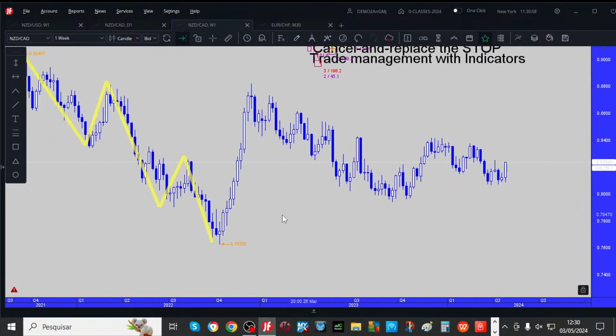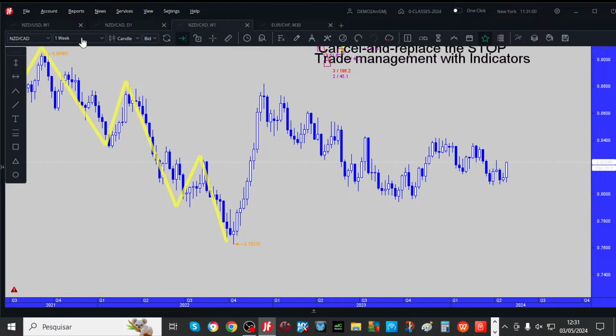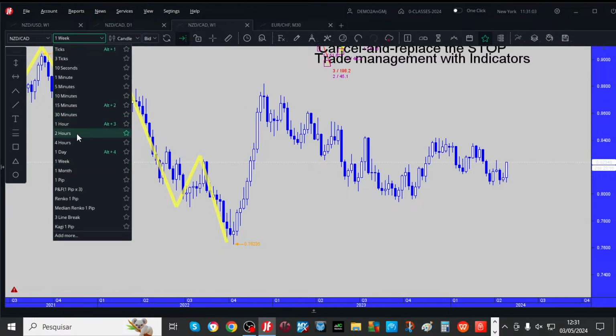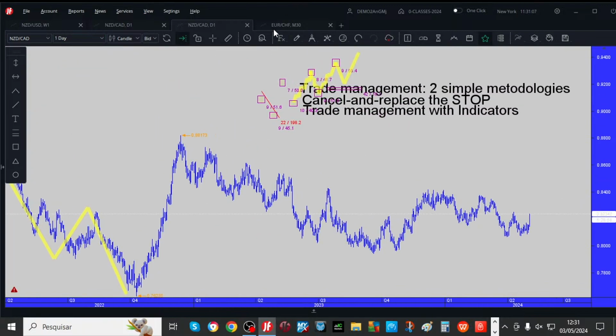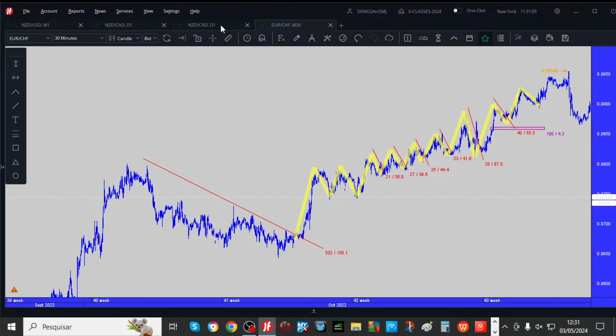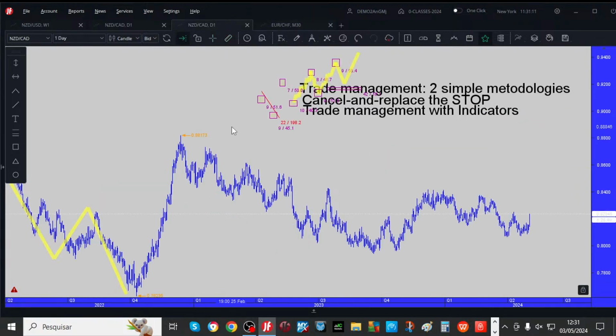We're going to use the same example. We're going to use NZD on the daily chart, okay, and then we're going to use Euro CHF on the 30-minute chart. All right. The good news is that with trade management with indicators, you can get creative. There is no right or wrong, okay.